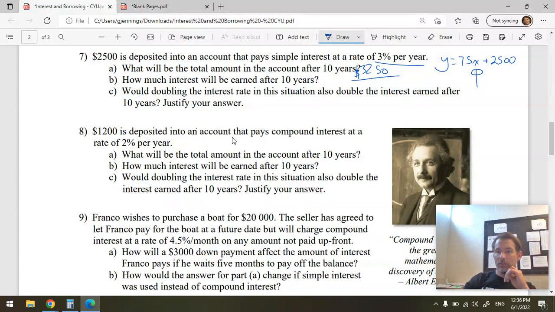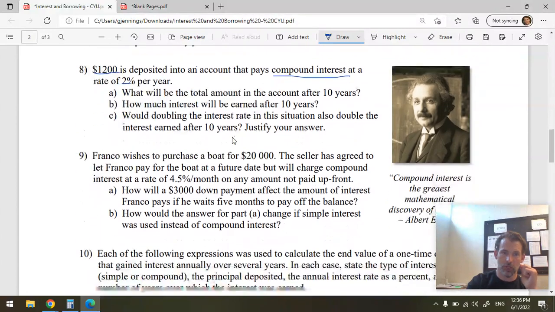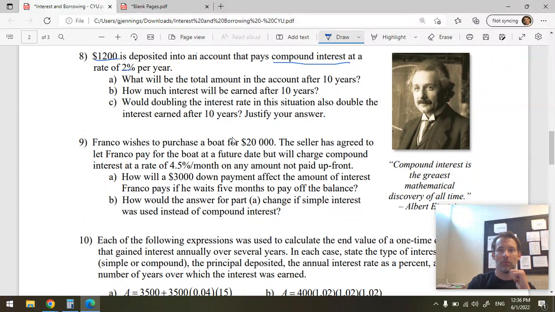And that's double the amount that we were earning. Yeah, so there you go. Anyway, let's keep going. All right. Now we've got this similar amount of money, but it's deposited in an account that pays compound interest. Hooray. I get to use all my new tools. It's only at a rate of 2% per year, though. Kind of a boring interest rate. What would be the total amount in the account after 10 years?